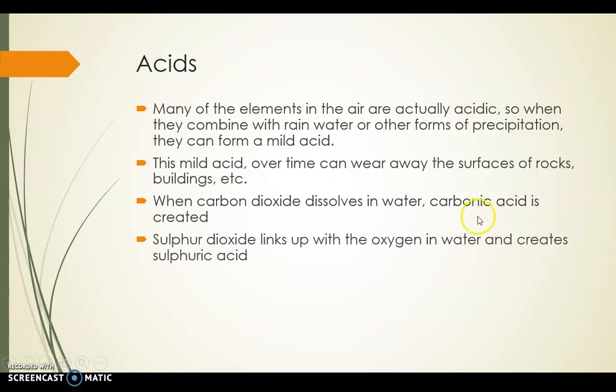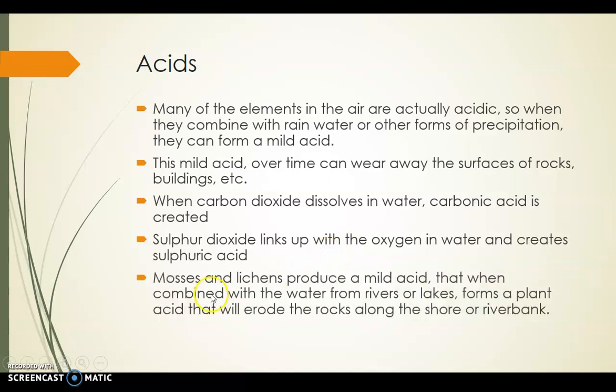Similarly, sulfur dioxide links up with the oxygen in the water, creates a sulfuric acid. This sulfuric acid will also fall as acid precipitation. Same thing will happen with nitrogen and nitrogen gases, by the way. Finally, you've got mosses and lichens. Now, you see these growing on rocks along riverbanks, but when the moss gets inundated with water, it actually will form a mild acid, a plant acid, and that acid will eat away or dissolve the layer of rock that the lichen is sitting on.